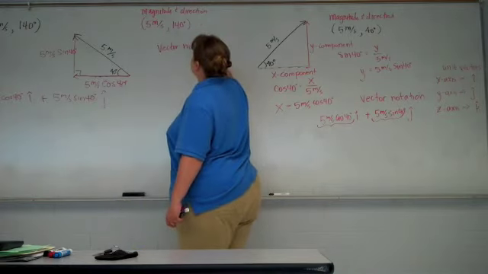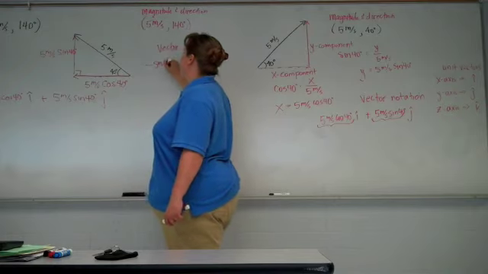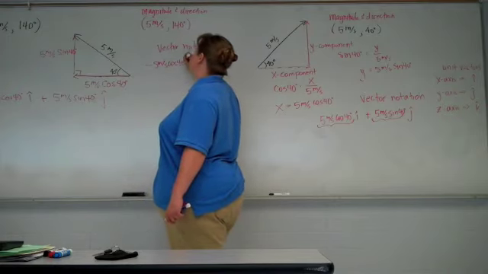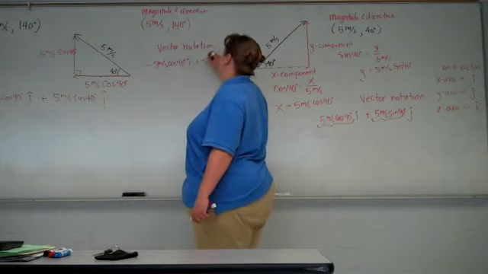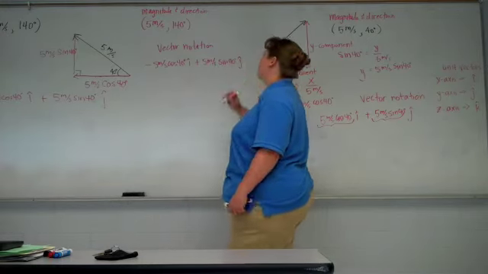The vector notation is the negative 5 meters per second cosine 40 i hat plus the 5 meters per second sine 40 j hat.